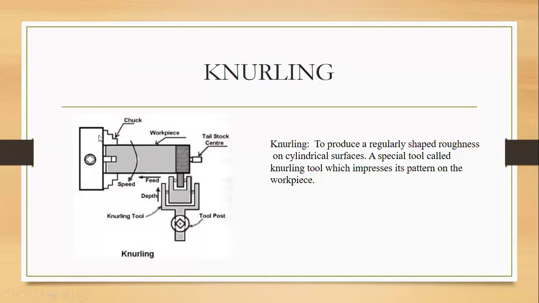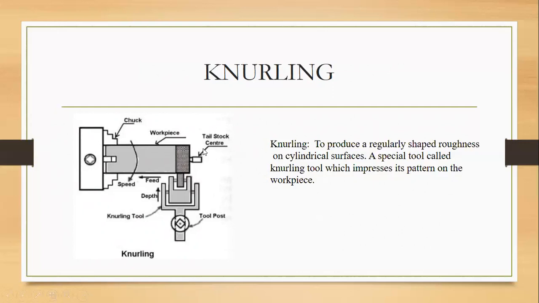So this is a chuck. This is a workpiece. The workpiece is rotating, and this is feed. What is meant by feed is the material removal rate. So the rate of material removing is called the feed. Then the tool is called the knurling tool.